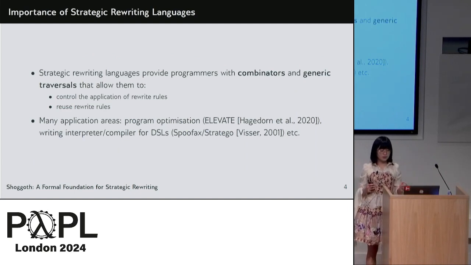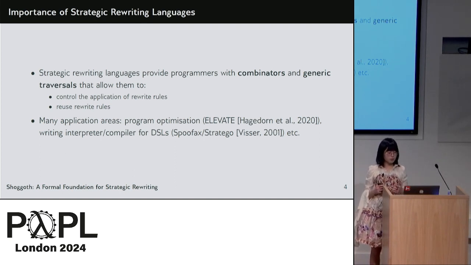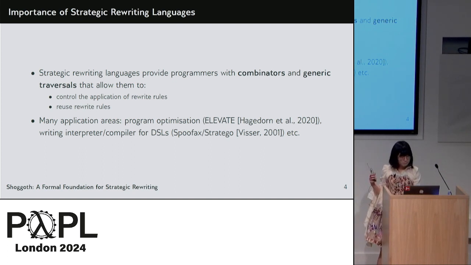They are important because they provide programmers with combinators and generic traversals, allow them to control the application of the rewrite rules, and also allow them to reuse rewrite rules. And also there are a lot of application areas like program optimization and writing interpreters and compilers for DSLs.